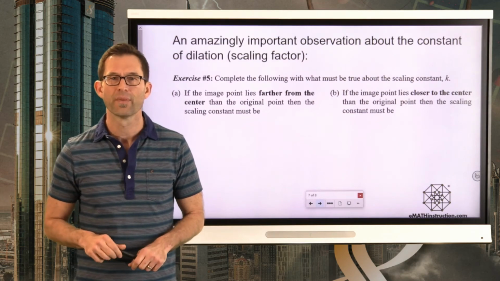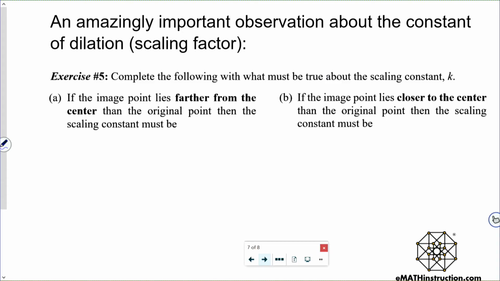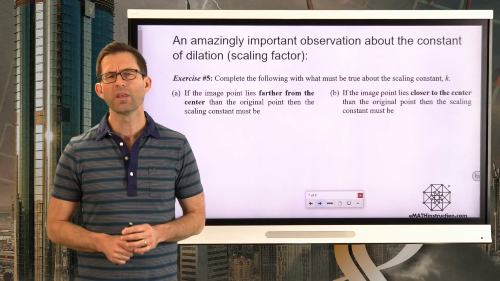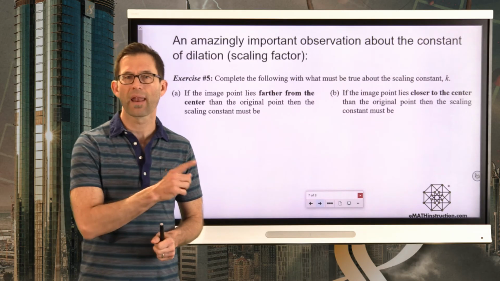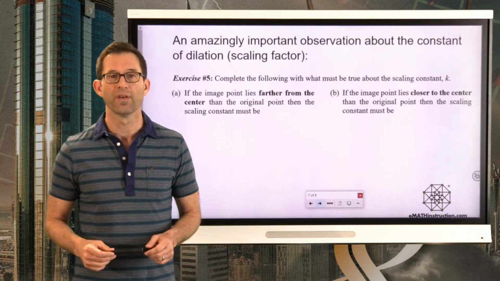Exercise number 5. Complete the following with what must be true about the scaling constant K. Letter A. If the image point lies farther from the center than the original point, then the scaling constant must be blank. And letter B, if the image point lies closer to the center than the original point, then the scaling constant must be blank. Well, pause the video now and see if you can think about how these two sentences must get finished.